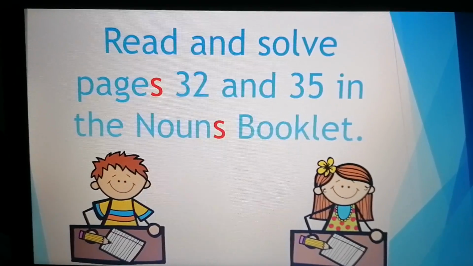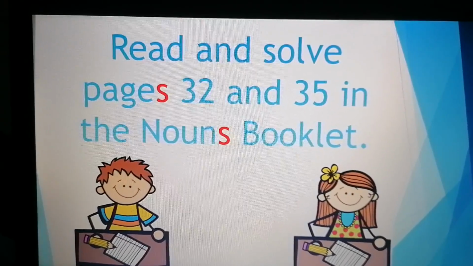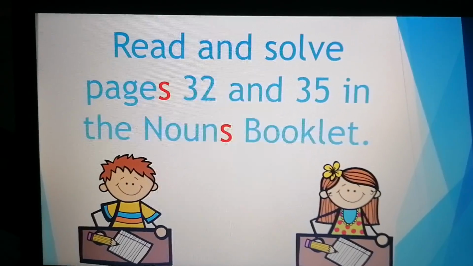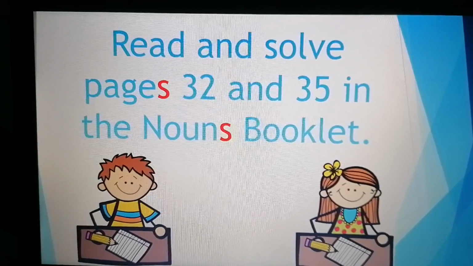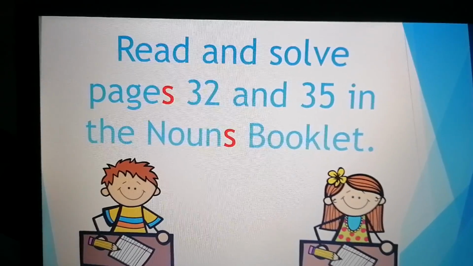Finally, grade 2, I want you to read and solve pages 32 and 35 in the nouns booklet.